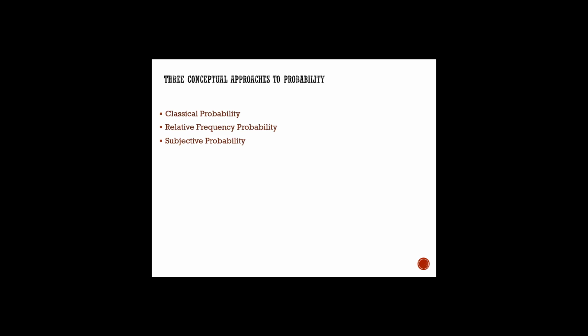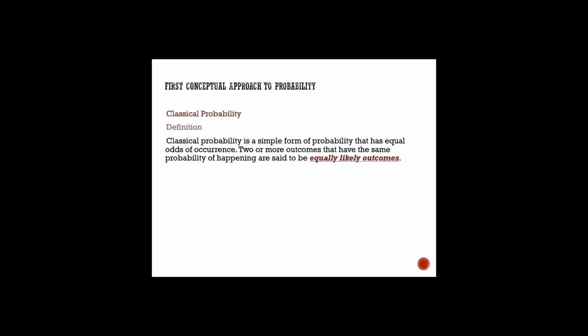The next thing I want to talk about are conceptual approaches to probability, and we're going to discuss 3 of them. We're going to talk about the classical probability, and then relative frequency probability, and then the third one, subjective probability. Now, one of these you're going to use quite a bit, and one of them you're not going to use at all, but they're still important that you know the definitions. The first approach we'll talk about is called classical probability.